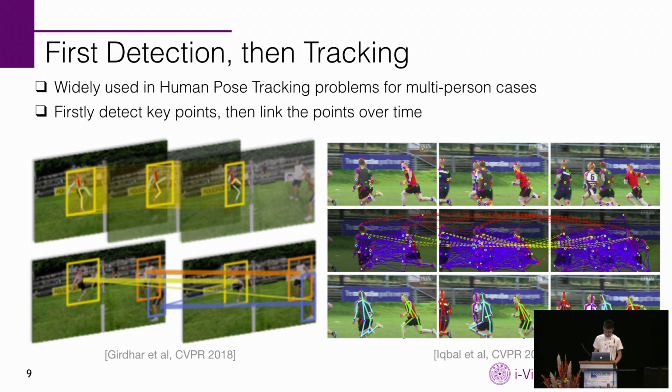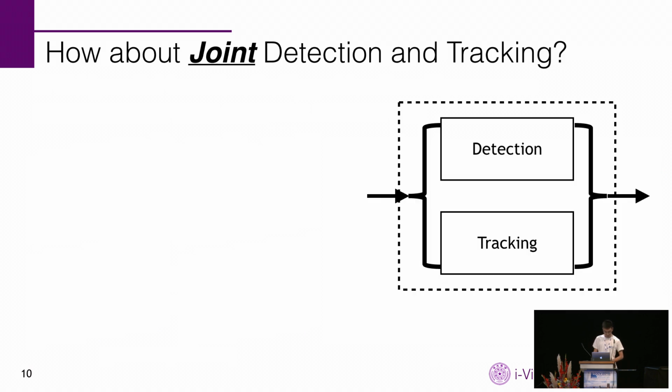For first detection, then tracking, it is widely used in human pose tracking problems for multiple person cases. The key points of each frame are first detected, and then the detected points are linked by matching algorithms over time to perform tracking. This strategy is a promising method to deal with deformable face tracking for multiple face cases.